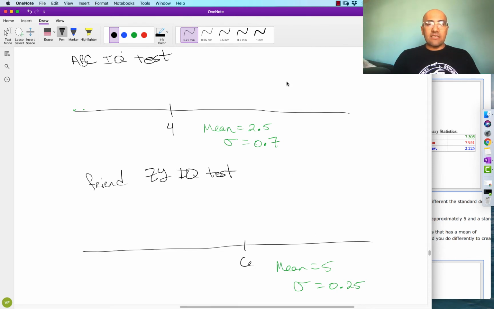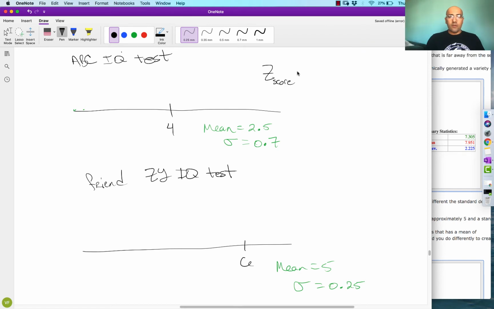Okay, so let's find the z-score associated with this one. The z-score is going to be equal to 4 minus the mean, 2.5, making it positive, so that automatically means I did better than the average. I scored higher than the mean, divided by 0.7. That's going to be the z-score associated with this one.